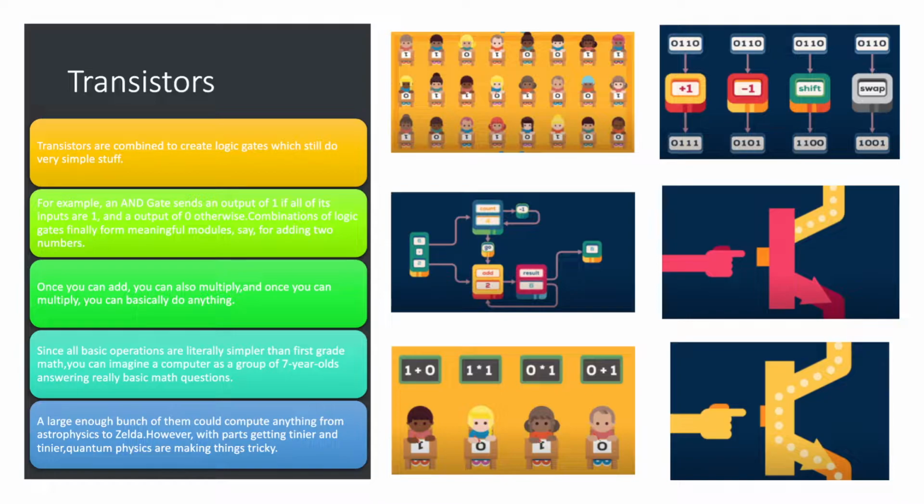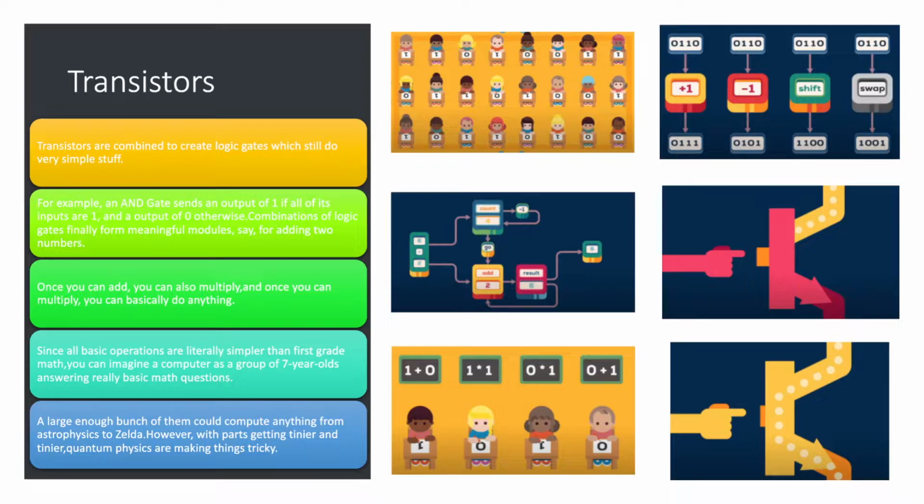Because all the fundamental operations are easier than first grade maths, we may consider a computer as a collection of 7-year-olds completing simple mathematical problems. They could compute everything from astrophysics to Zelda, if there were enough of them. Quantum physics, on the other hand, is complicating matters as components grow smaller and smaller.